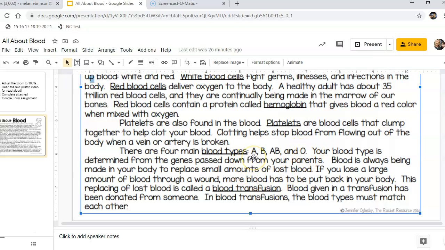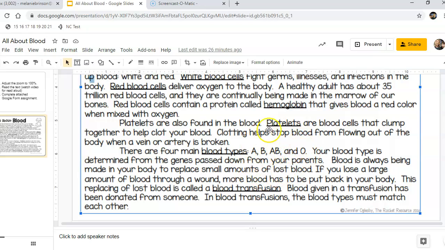People with type A blood can only receive A blood or O blood. You can't give them B blood, that will kill them. You can't give them AB blood because it has B in it. Yes, it has A, but it also has B. So A blood types can only receive A and O. B blood types can receive B and O. And AB blood types can receive A, B, AB, and O.